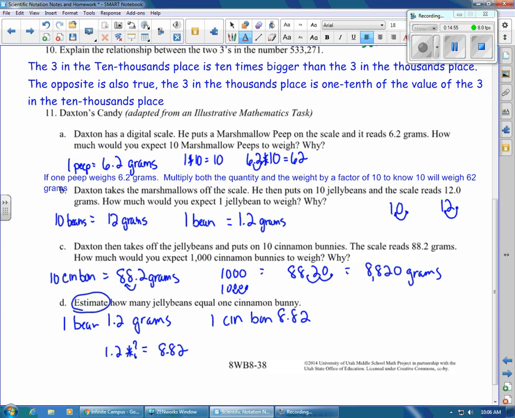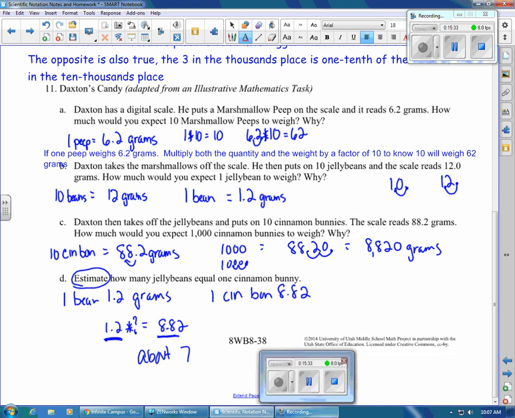So 1.2 times what equals 8.82. If I were doing an actual calculation, I would get my calculator out and divide one by the other. But instead, what I'm going to do is just guesstimate. 1.2, that's greater than 1. So if this was a whole number like a 1, I could just divide by the whole number and I'd say it takes 8. But since it's more than 1, it's going to be 7 and something, so a little bit more than 7. So I'm going to approximate it as about 7, or 7 and a little bit more, but we can't really do a little bit more of a jelly bean. Does that make sense? I hope it makes sense.